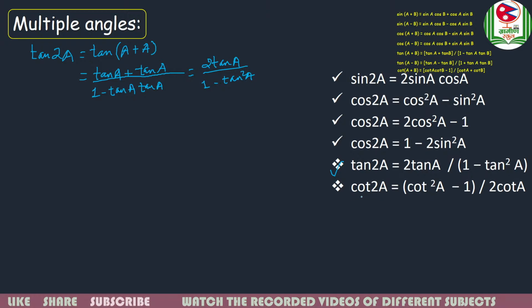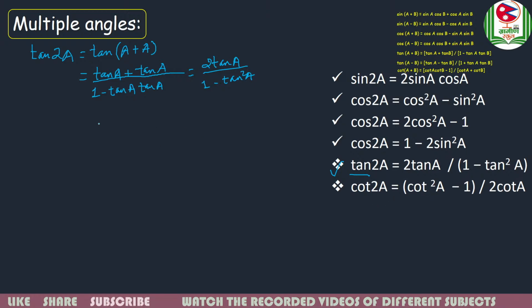Now what about cot 2a? So we will also find out cot 2a. We have got the result for tan 2a, and we can also apply it for finding cot 2a, and we also have a formula, that is cot a plus b equals cot a cot b minus 1 whole divided by cot a plus cot b. And we have two options: either you use the tan formula, or you can use the formula for cot a plus b, and then you can simplify and you will get the result.